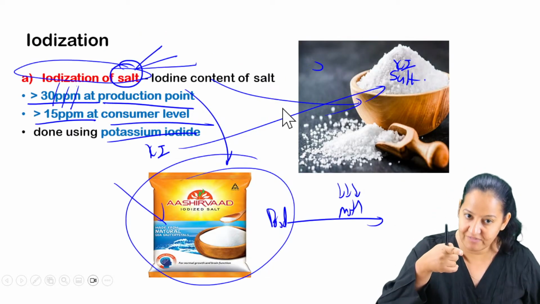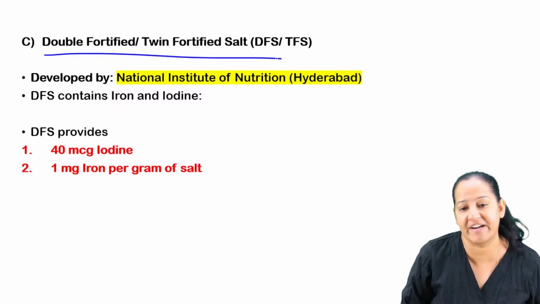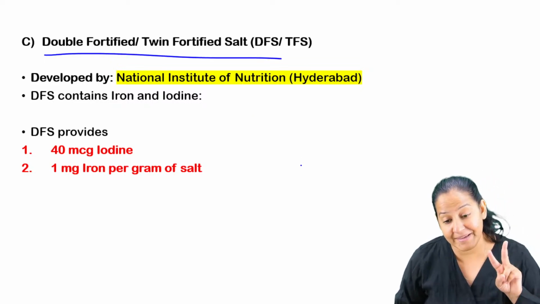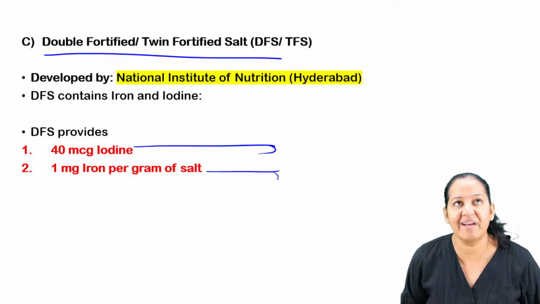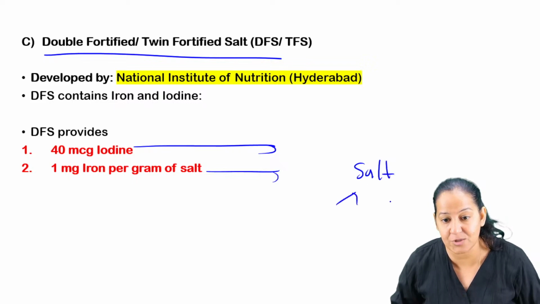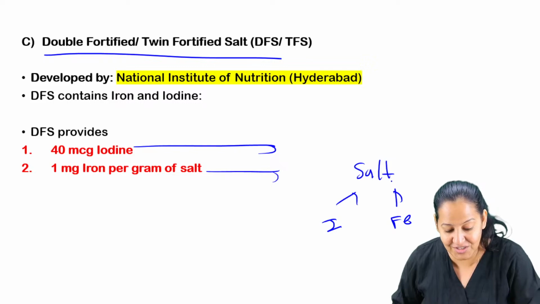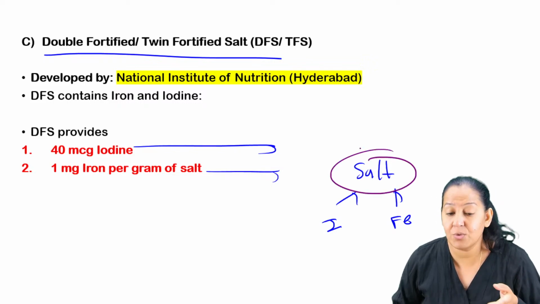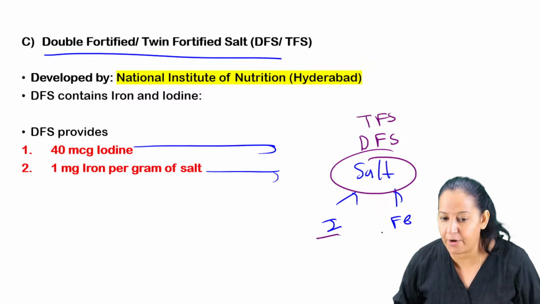So iodized salt is available. Iodized oil is available, but nowadays we are using double fortified salt. In the salt itself, we are mixing two things. One is iodine, second is iron. Because we realized in India, anemia is also very common. So in the salt, we can give two things to the people. Number one, iodine. Number two, iron. Such a salt which contains both the things is known as double fortified salt, or also known as twin fortified salt. Two things are fortified here, iodine and iron.